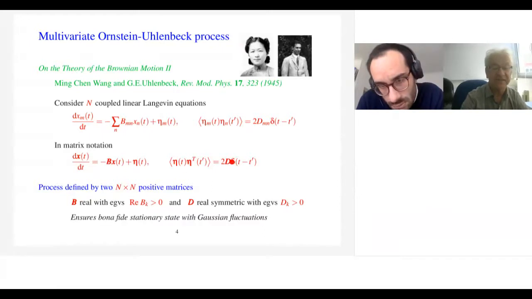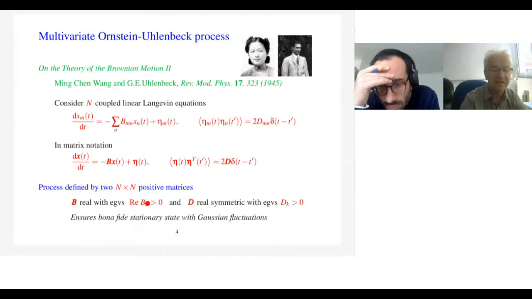D is a symmetric matrix because it's a covariance matrix. So it's positive. I assume that all its eigenvalues are positive. And these two conditions ensure that you have a proper stationary state with Gaussian fluctuations. This condition ensures that you relax to zero in the absence of noise, so you relax to a fluctuating steady state in the presence of noise, and this condition ensures that all channels are noisy. If there are eigenvalues zero here, it means there are noiseless channels, and it's a bit singular. So here are the hypotheses, and we have to deal with two n by n matrices.